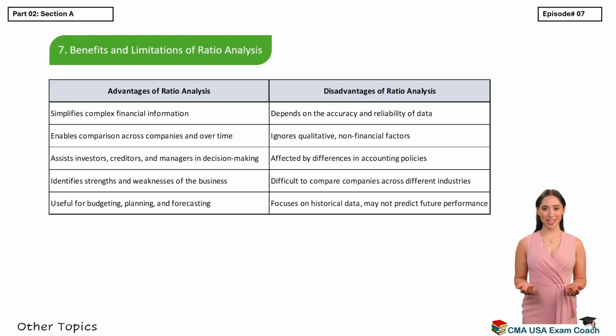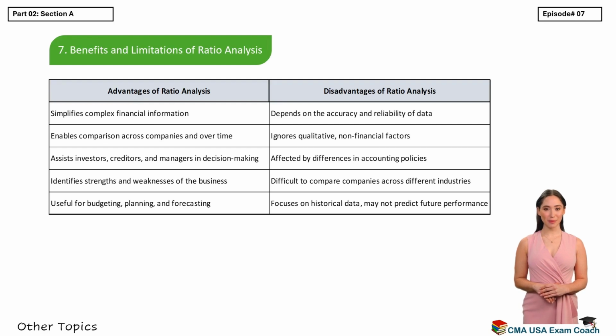Third, aids decision-making. Investors, creditors, and management use ratios to make informed decisions about investing, lending, and managing the business. Fourth, identifies strengths and weaknesses. Ratio analysis can highlight areas where the company is performing well and areas that may need improvement. Fifth, useful for planning and forecasting. Ratios help management in budgeting, planning, and predicting future financial needs and performance. Now, let's discuss the limitations of ratio analysis.